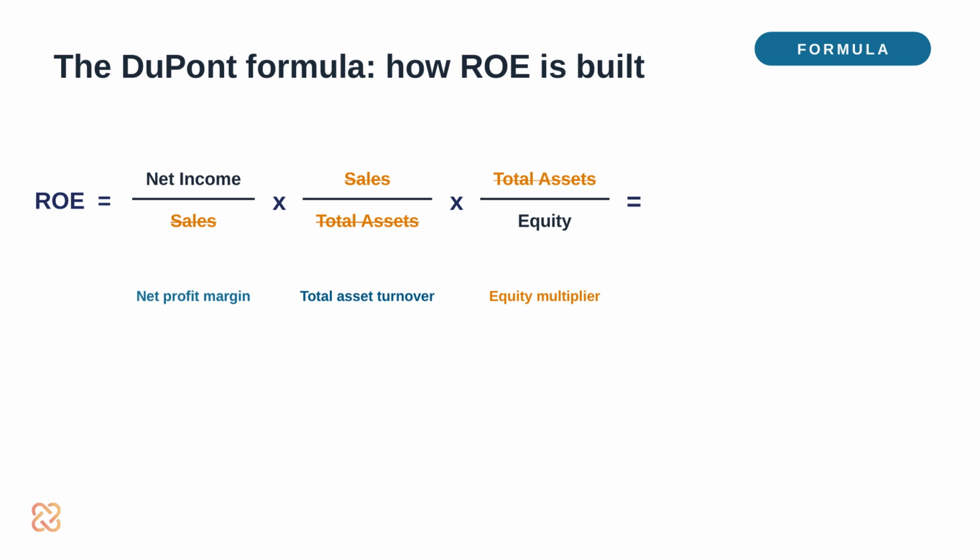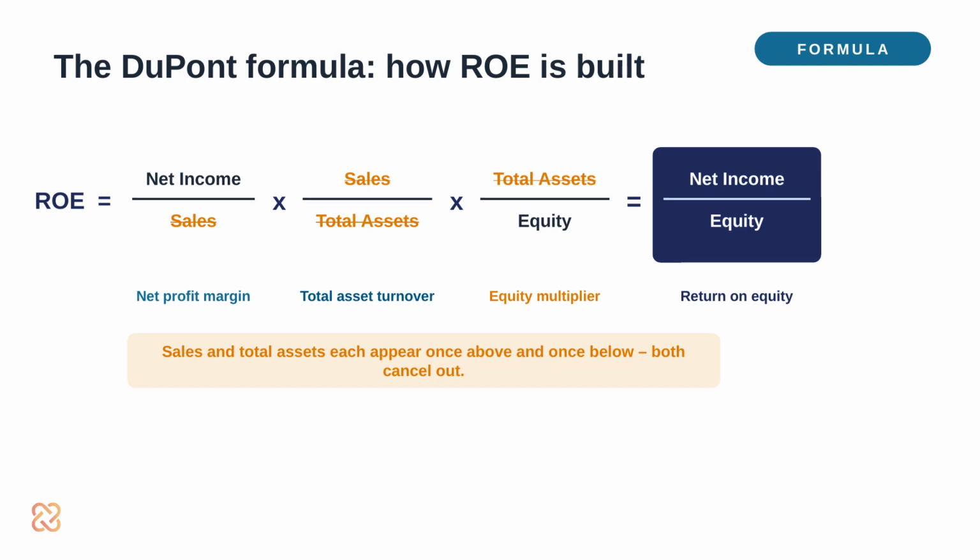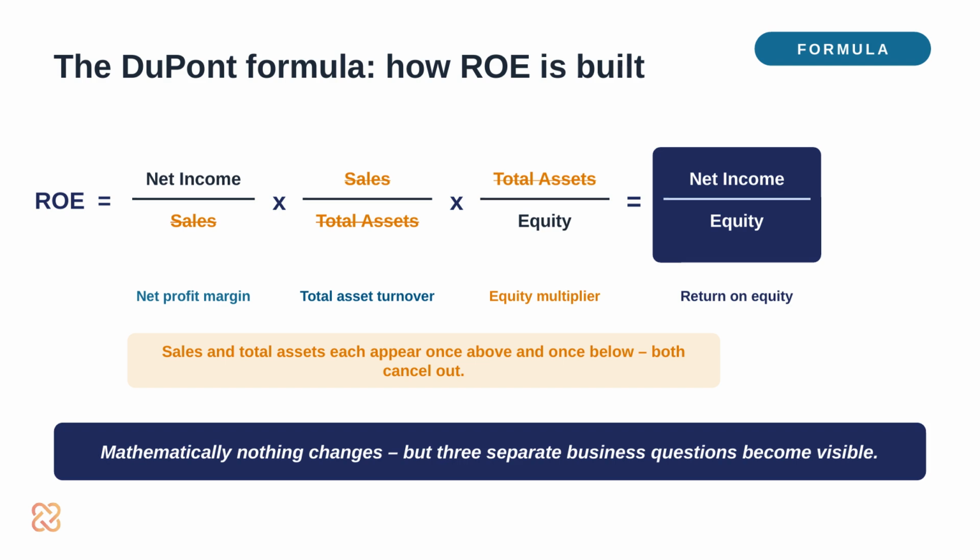Look at the middle. Sales appears once in a denominator and once in a numerator. It cancels out. Total assets does exactly the same. What remains is net income divided by equity, the very return we started with. That is the elegance of the model. Mathematically, nothing changes, but 3 separate business questions become visible.